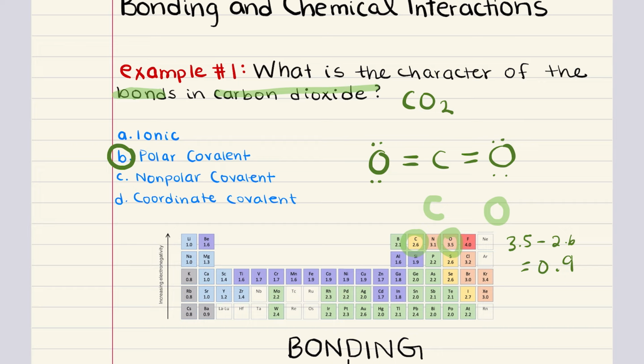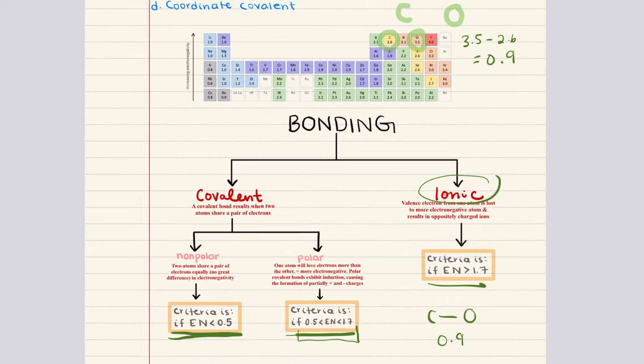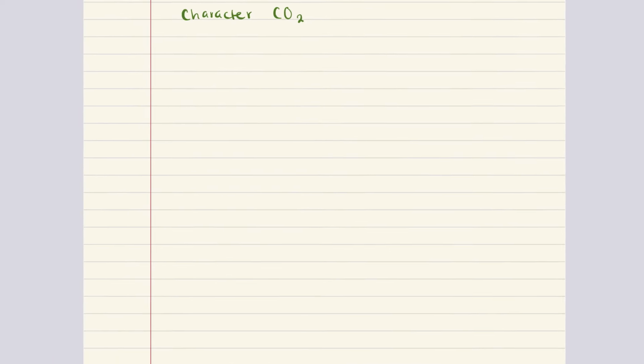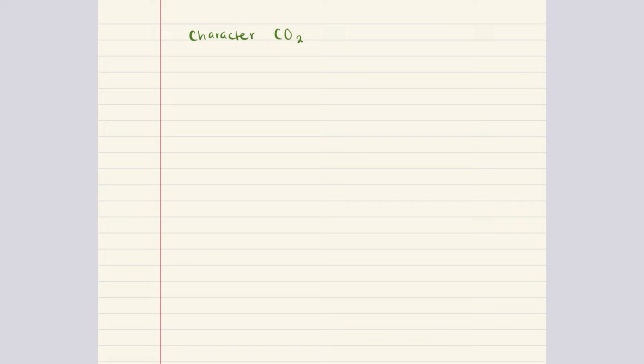Now I want to show you how you would answer this question if it was asking you, well, what is the character of the molecule carbon dioxide as a whole? In this case, you would have to go through a couple of steps in order to be able to answer this. The first thing that you would have to do is draw the Lewis structure for carbon dioxide. Now, I drew the most significant structure above, but I want to work through this nevertheless.